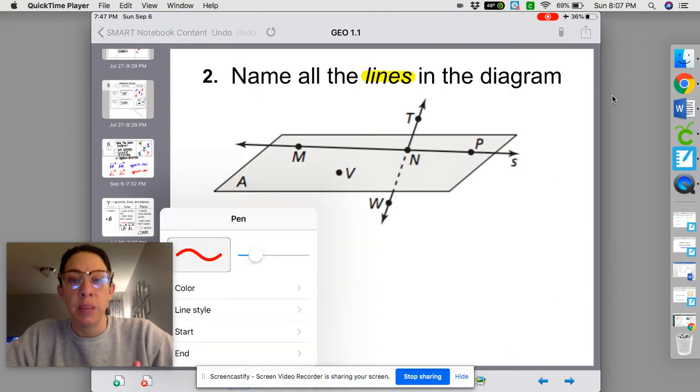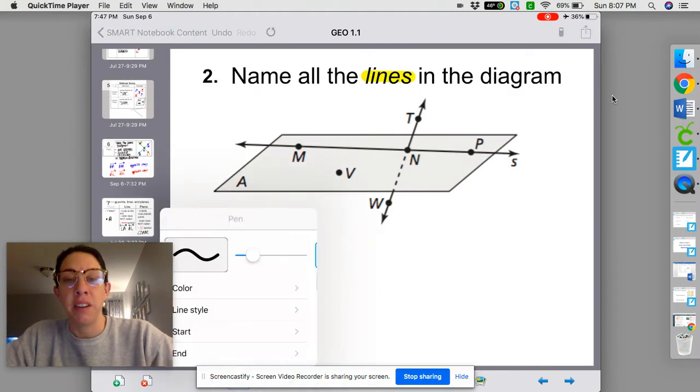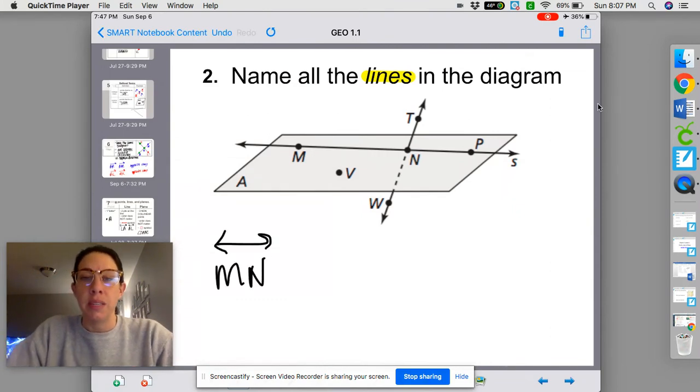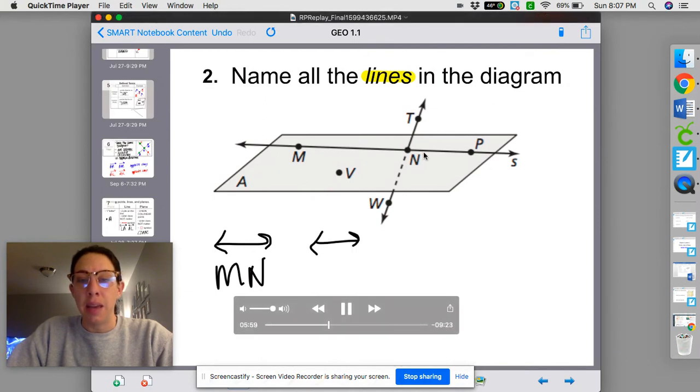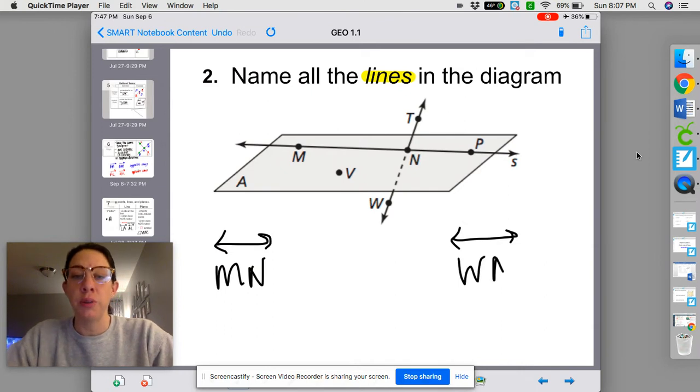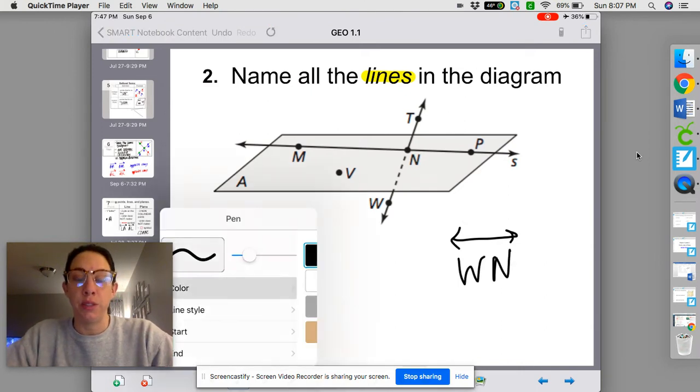This one here, name all the lines in the diagram. Again, this could be very time consuming because we have a lot going on, and we can name the 2 lines differently. So we could name this guy, this line MN, but it's really this. Okay, and then we can name this line WN. Let's put this over here. Because there's more than one way to name these 2 lines.